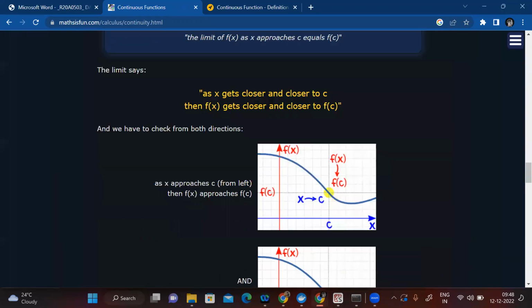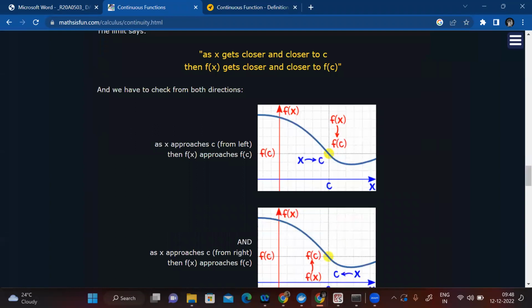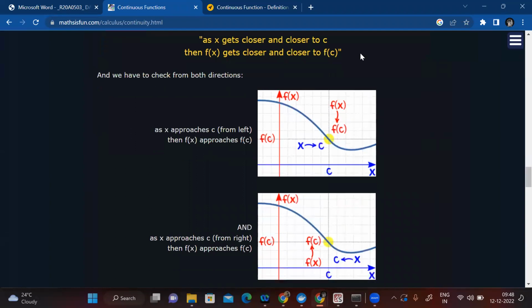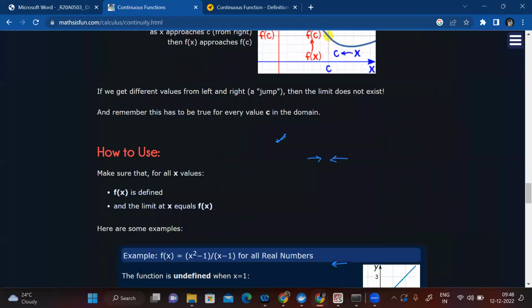See, this is an example. I think this graph will make the picture clear. At this point, if x is approaching c, f of x will approach f of c. Similarly from the right hand side also, when x approaches c, our f of x will approach f of c. If this is not clear, don't worry, I will take an example and then this will be easy for you.